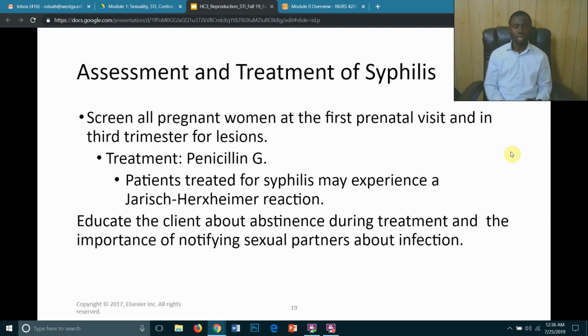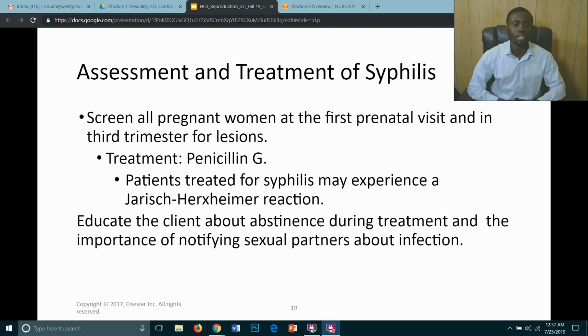Screen all pregnant women at the first prenatal visit and in the third trimester for lesions because syphilis can be transmitted from the mother to the baby or to the child. Assess the client with gloves because lesions are highly contagious and you don't want to be infected with this.